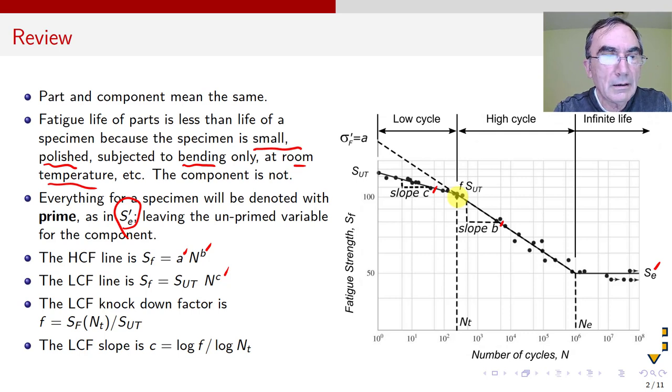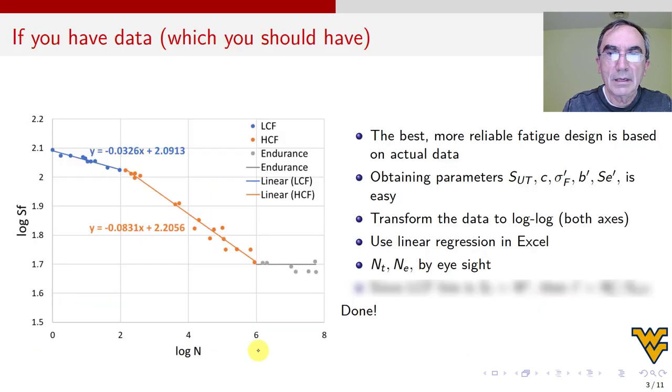All right, and then in the previous video, we derived an equation for the LCF slope, low cycle fatigue slope, which would be C prime. Well, but C and C prime are the same. And so log σF, prime or not, divided by log NT gives you the value of C, and we can move forward. All right, so with that review, we can keep on going.